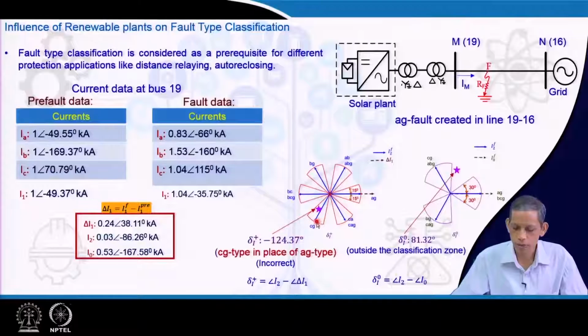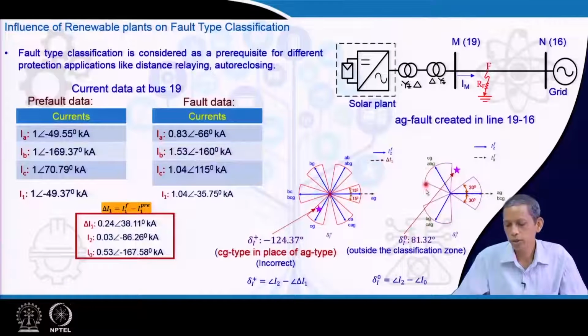So, this area is marked for the fault type of phase C to ground, and this angle falls in this one, even though the fault is of AG type. Therefore, this current based classification approach fails here. Looking at this perspective, we see here how the current modulation happens for the phase A to ground fault.